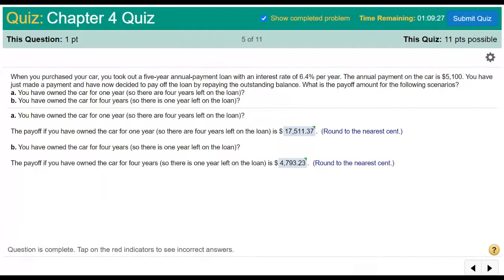Now let's do the other one, the last part. The last part is N equals 1, IY equals 6.4. Payment is 5,100. Future value is 0, compute for present value. And that's 4,793.23. So the only thing that changes here is N. One is 4, one is 1.